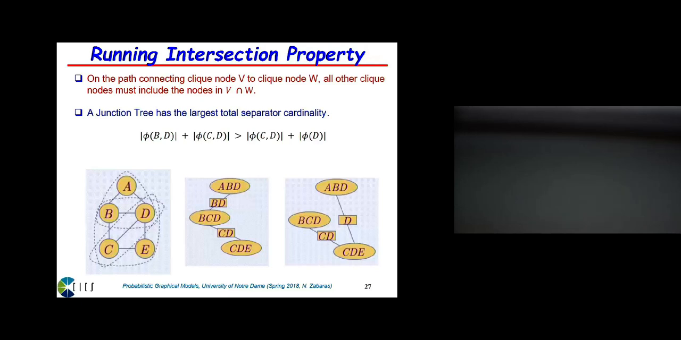And the running intersection property is what we discussed before. If a node D is shared between this and this clique, it has to be shared also by any other clique in between on the path.